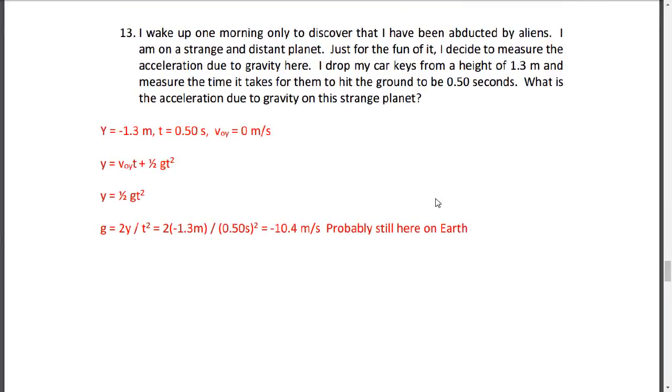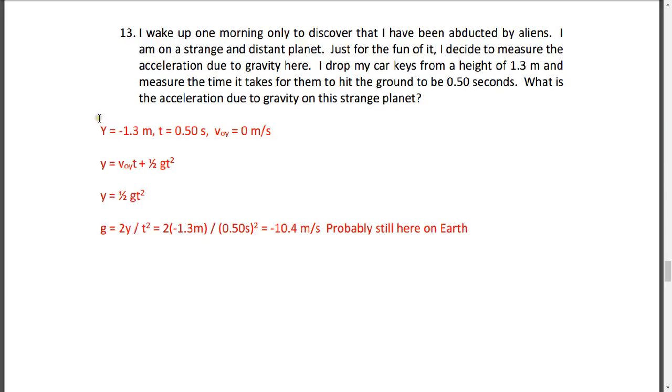Hey, I got abducted by aliens and now I'm on some strange planet and I want to decide what the acceleration due to gravity is. So I drop my car keys from a height of 1.3 meters and measure the time that it takes to hit the ground as 0.5 seconds. What is the acceleration due to gravity on this strange planet?